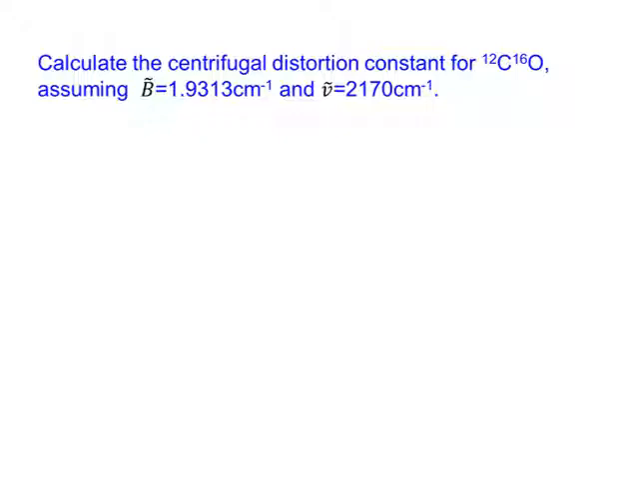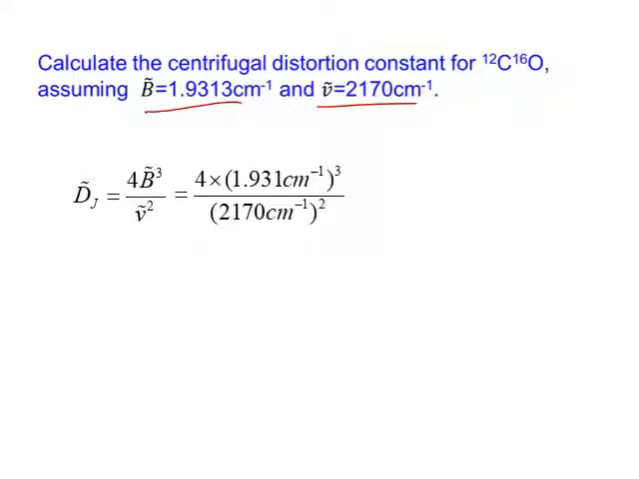Sample question. Calculate the centrifugal distortion constant for carbon monoxide, assuming the rotational constant in terms of inverse centimeter is 1.9313, and the vibration frequency is 2170 inverse centimeter. The equation to calculate the centrifugal distortion constant is 4 times B cubed divided by the frequency squared. So plug in the data. The answer is 6.116 times 10 to the minus 6.